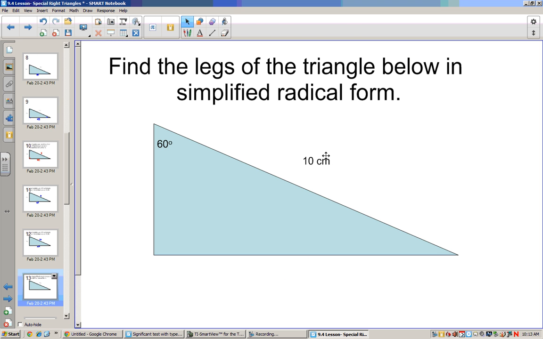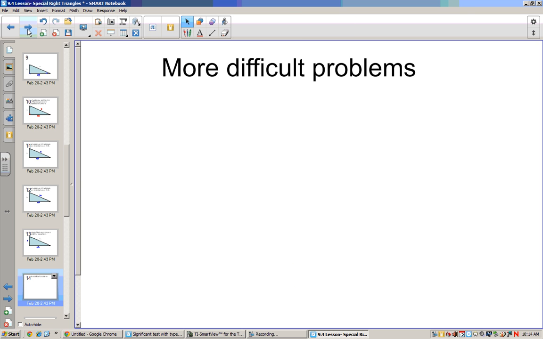Now if I have my hypotenuse being 10, and this is a 30-60-90, this side will be half of that, and this side would be 5 root 3, just like my initial problem. Now we're going to get into some more difficult problems.